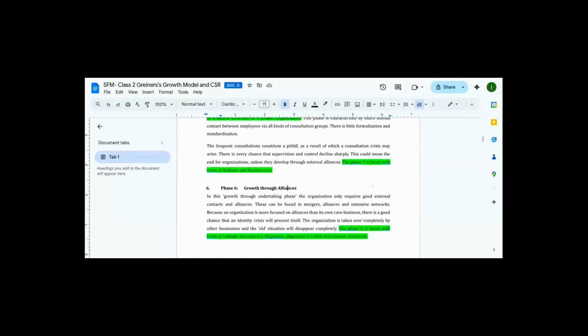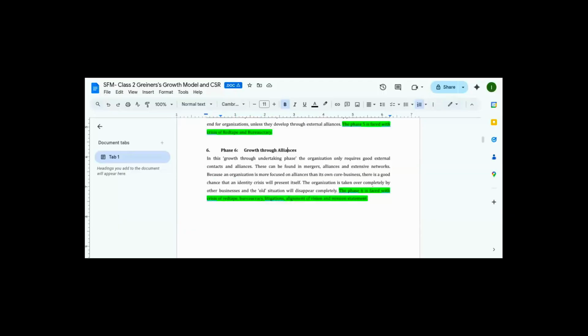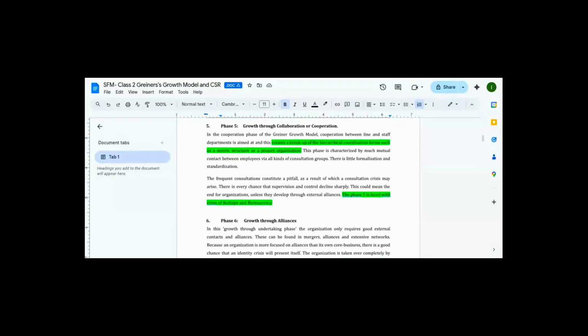So in phase 6 that we call the phase of growth through alliance. So what do you mean? Wait. What do you mean by little standardization and formalization at phase 5? Go up again. Second sentence, last paragraph on the first paragraph. Okay. Yes.